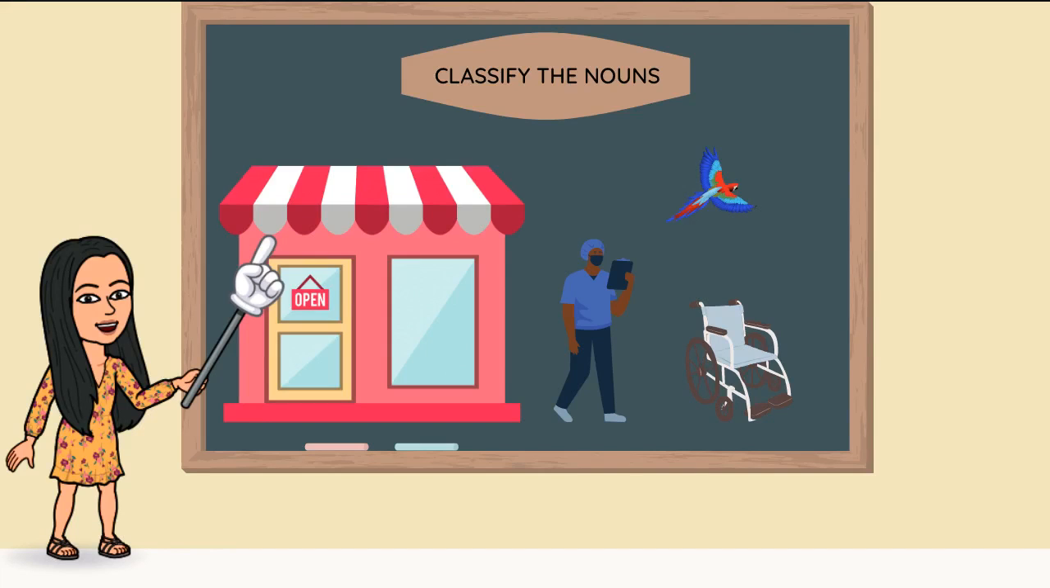Now, when we classify nouns, we arrange or sort them into categories. Like I said, nouns are a person or people if there's more than one, place, thing, or animal. Let's look at these pictures on the board. This is a picture of a store, a nurse, a macaw parrot, and a wheelchair. I want you to pause this video and classify or sort the nouns into the different categories. Think about which one names a person, a place, a thing, and an animal. And once you're ready with your answers, I want you to play this video.